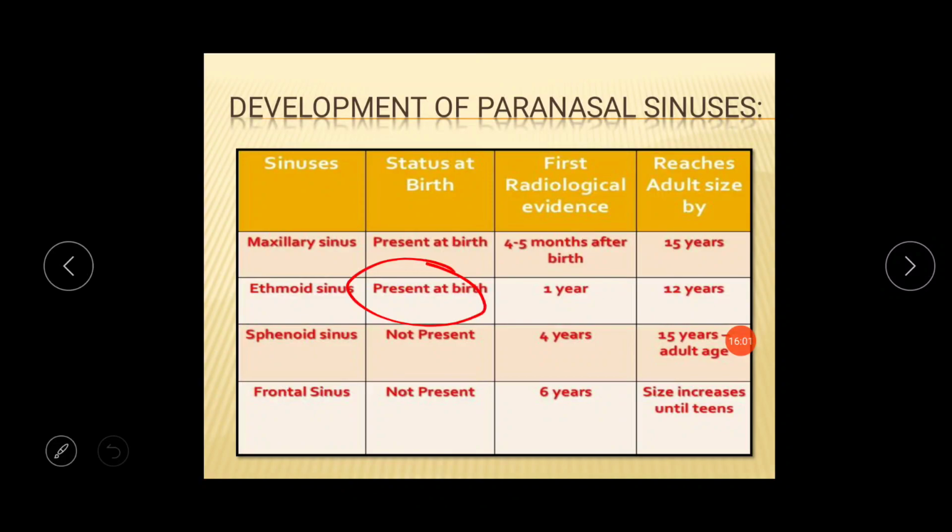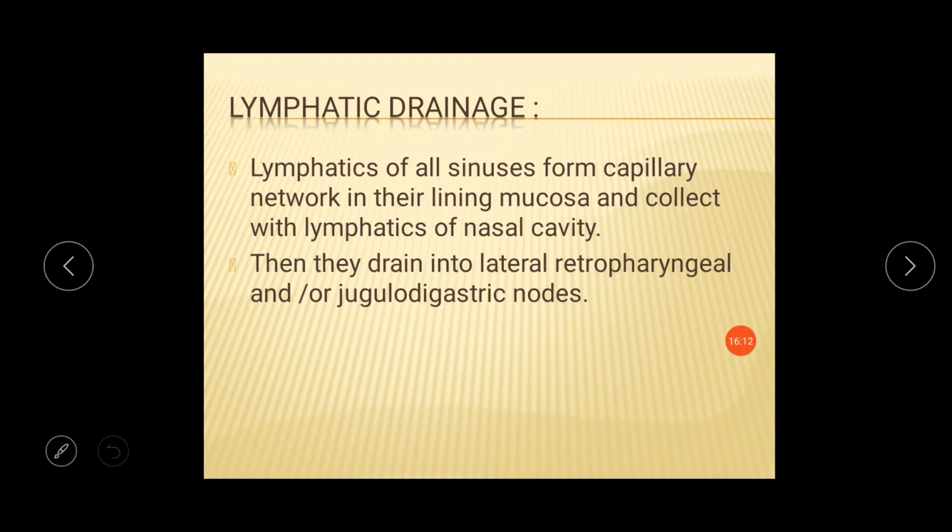Ethmoidal sinuses are usually present at birth, first appear radiologically at the age of 1 year, and usually attain adult size at 12 years. Lymphatics of the sinuses form a capillary network in their lining mucosa, and they collect the lymphatics of the nasal cavity. Then they drain into the lateral retropharyngeal and/or jugulodigastric nodes.